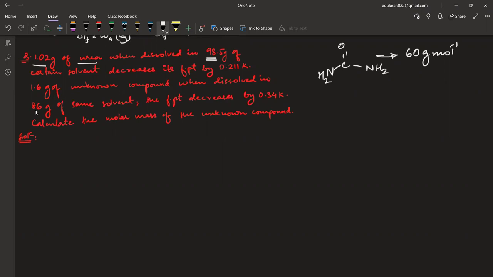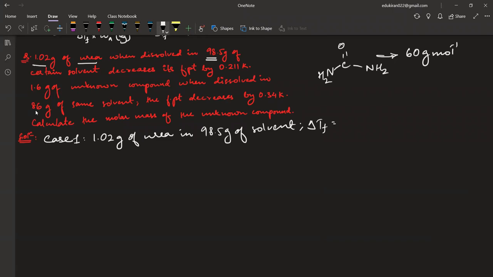Now, what will we do? We'll write case one: 1.02 gram of urea in 98.5 gram of solvent, and delta TF is given as, tell me, what is the value of delta TF? 0.211. Very good, 0.211 Kelvin. Now here we can write delta TF is equal to KF into molality. Everything is given, KF is not given. You will see how.